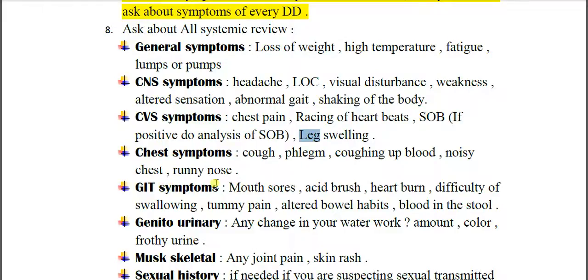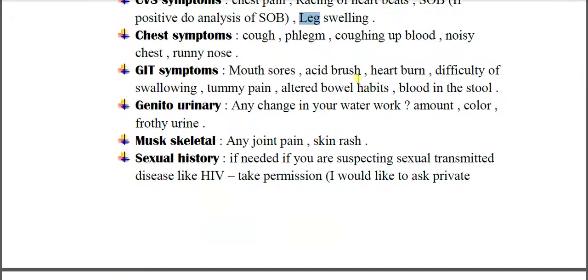Gastrointestinal symptoms. Any history of mouth sores, acid brash sensation, heartburn, difficulty with swallowing, tummy pain, altered bowel habits, blood in the stool, yellow discoloration of your eyeballs. Genitourinary symptoms. Any change in your water work, in the amount, in the color, any frothy urine at all. Any burning water work.